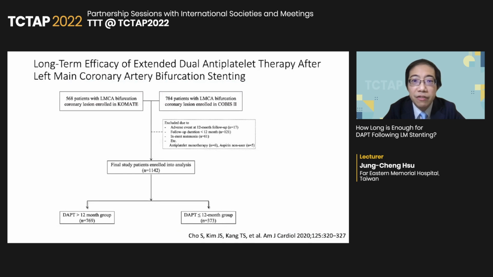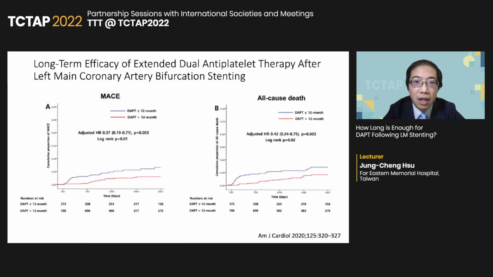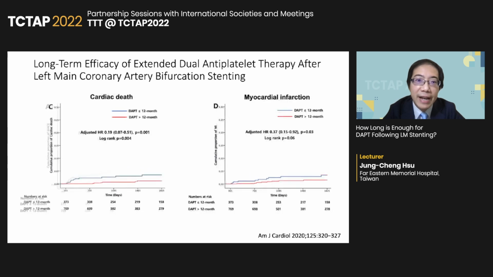And how about the long-term efficacy of extended dual antiplatelet therapy in left main bifurcation stenting? Also, colleagues used the COMATE and the COPIS-2 registry, and they found that if we use the long DAPT more than 12 months, the outcome is better than the short DAPT less than 12 months regarding MACE rate, all-cause death, cardiac death, or myocardial infarction.